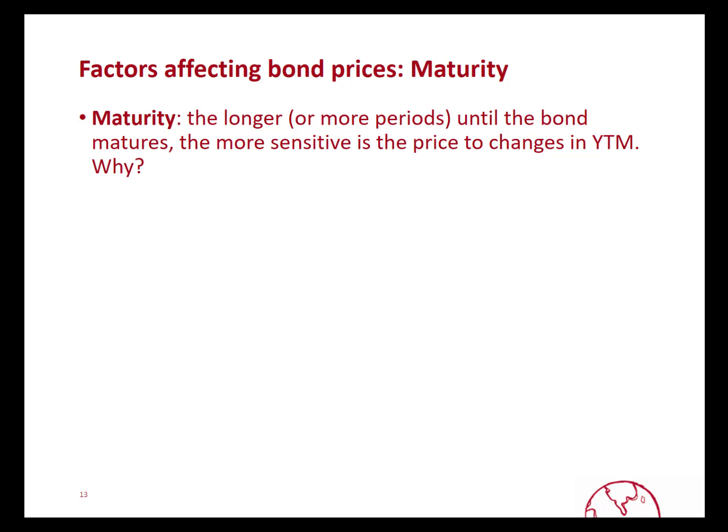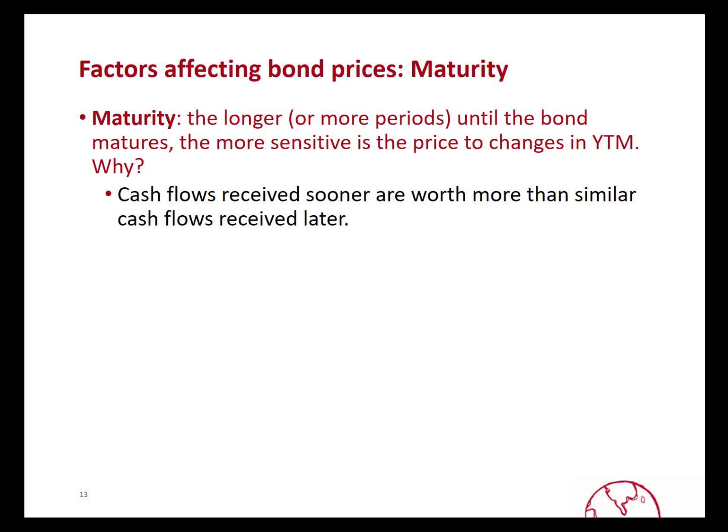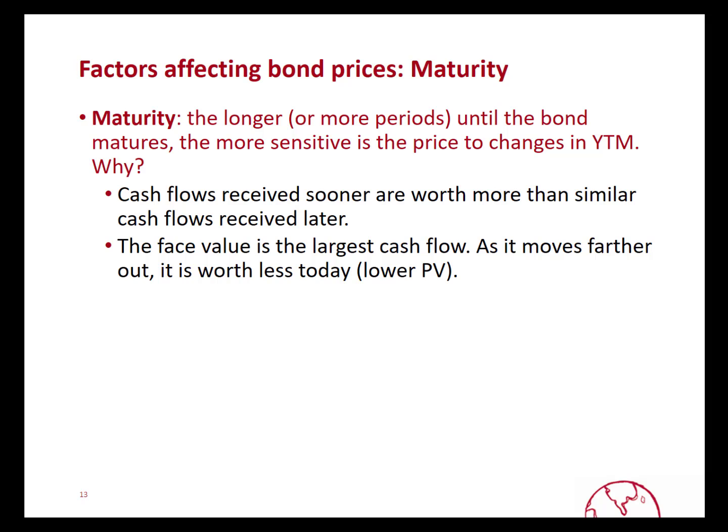So what are the other factors that may affect a bond price? Another factor is the maturity at which you're going to receive the final cash flows. The longer or more periods until the bond matures, the more sensitive is the price to changes in the discount rate. When you're looking at discounting and time value of money, cash flows that you receive sooner are worth more than similar cash flows that are received later because of interest on interest. So the face value of a bond of $1,000 is going to be the largest cash flow. As you move that face value further out, it has a lower impact on the bond price today because the present value is smaller. So let's take a look.